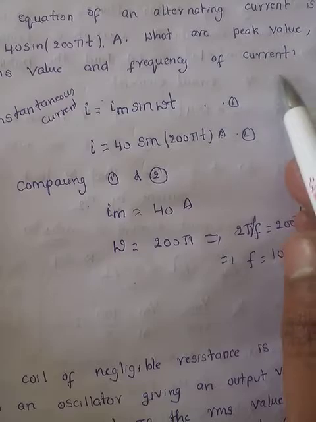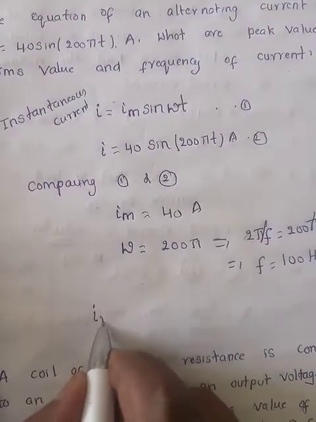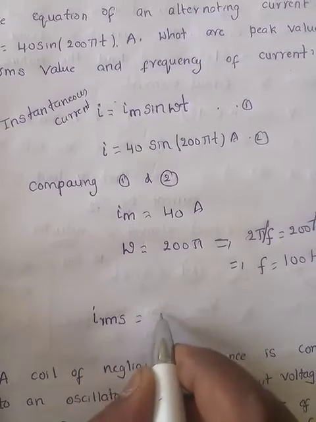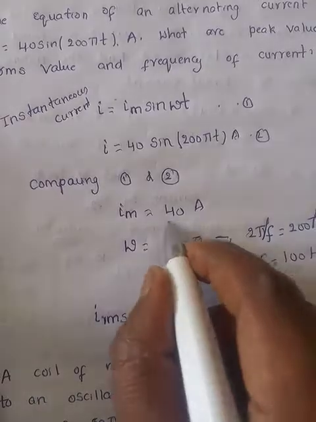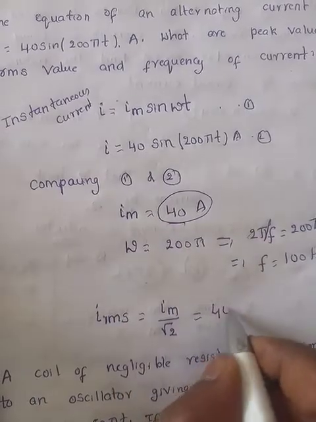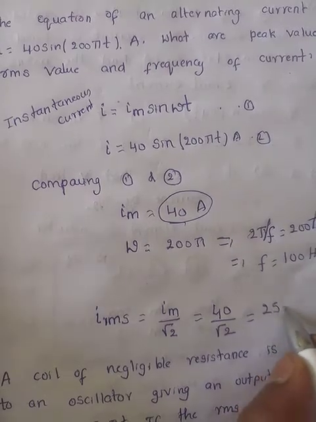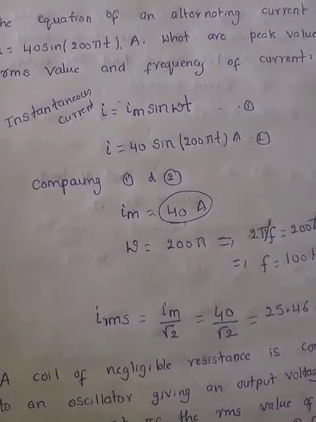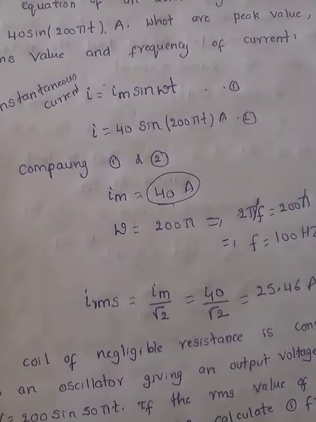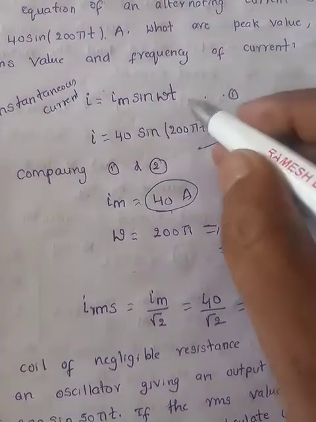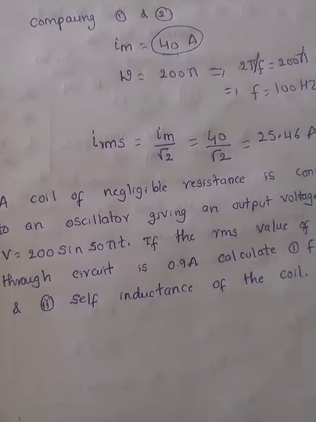Next, peak value calculated, RMS value we should calculate. What is the relation? Irms is equal to Im by root 2. What is Im? 40, so 40 by root 2, that is equal to 25.46 amperes. Okay. Clear, right? Just like the given equation, we compare with the standard equation and we get the values. Next one.